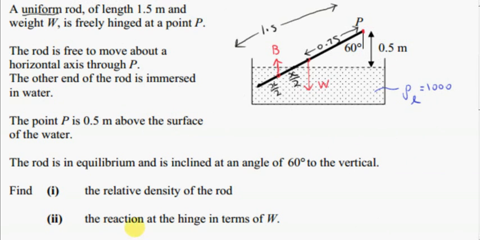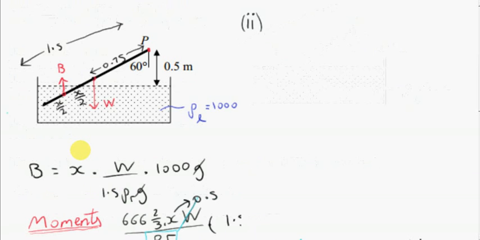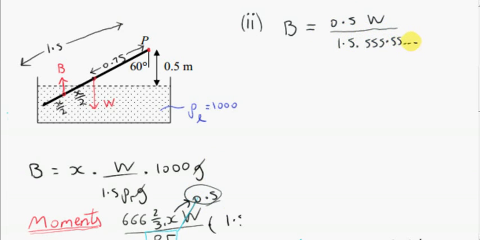In part 2, we want the reaction at the hinge in terms of W. Let's just get B. We need the buoyancy force. We have X. We saw that X is 0.5, times the density. Well, the density is 555.55 recurring, and we have to multiply by 1,000. We get B equals 0.6 W.